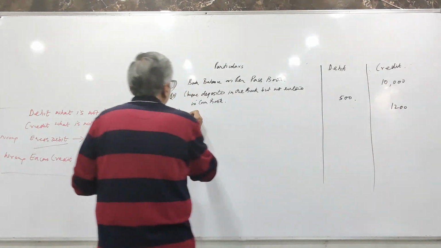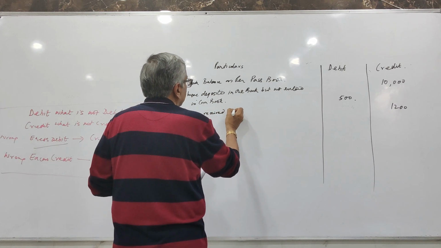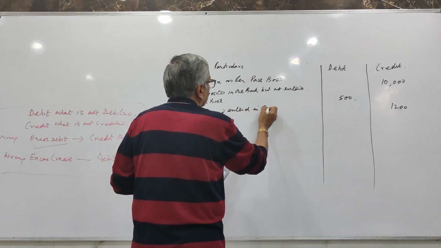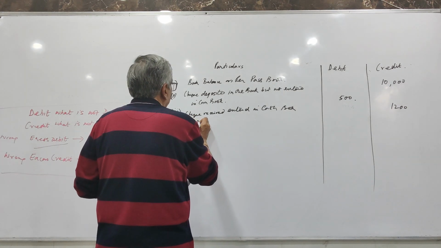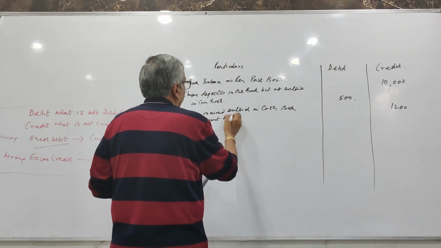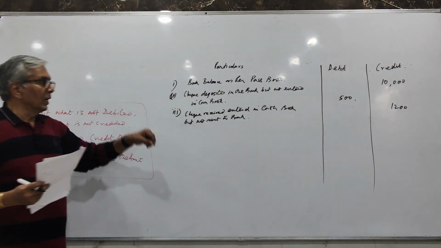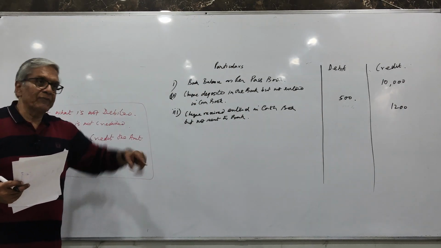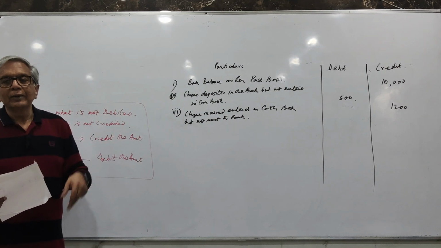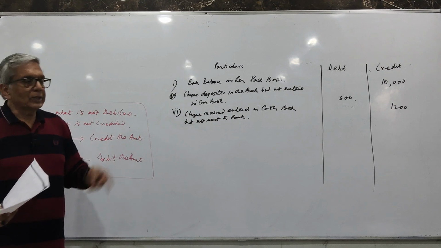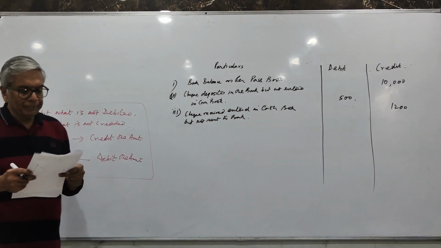We will write: check received, entered in cash book but not sent to bank. Again I repeat, we did an excess debit. Why? We have not yet deposited the check into the bank, but we have entered it in the cash book. So how will the bank credit us when the bank has not received the check? So we have made an excess debit of 1200. So we have credited this.